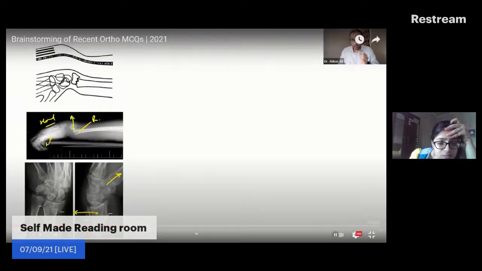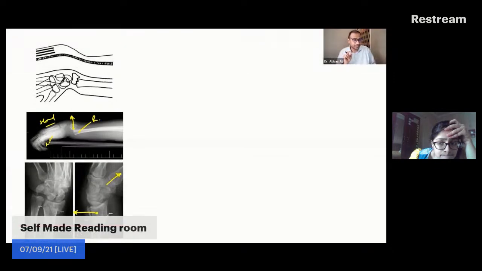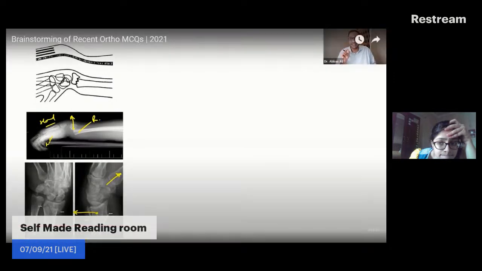So first thing to do is look at where the fracture is: intra-articular fracture or extra-articular fracture. First step. Second step, look at the distal fragment. Is it going dorsally or ventrally? If it's extra-articular and going dorsally, it is Colles. If it's extra-articular and going ventrally, it is Smith's. If it's an intra-articular fracture, what is it, friends? It is Barton's fracture.